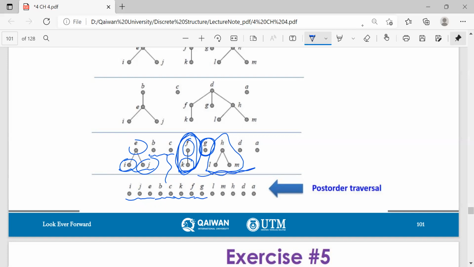And for this tree, we have the left one, then the right one, and the root: L, M, and H. And here we have D and A. We write them down in the same order. So this is the post-order traversal.